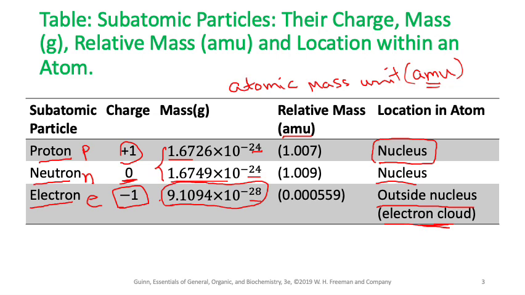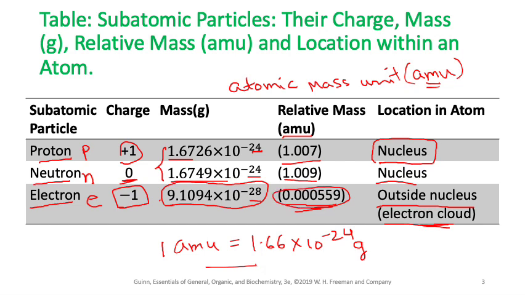So what is 1 AMU? 1 AMU is around 1.66 times 10 to the power -24 grams. Based on this scale, we can say the mass of the proton in AMU is 1.007, neutron is 1.009, and electron is 0.000559. If you compare the masses of proton and neutron with the electron mass in atomic mass units, you can see this is very small.